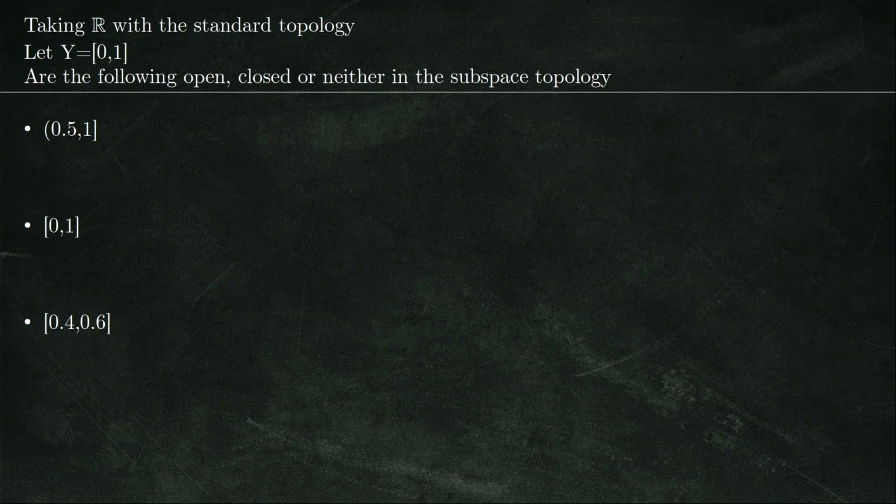Okay, for our next example, we've got the real line with the standard topology. Let Y equal the closed interval [0, 1]. Then are the following open, closed, or neither in the subspace topology? So let's have a look at our first one. Well, we can write this as the intersection of (0.5, 2) and Y. It doesn't have to be 2 there, it could be really any number bigger than 1. And this is of the form open intersect Y, so it's open.